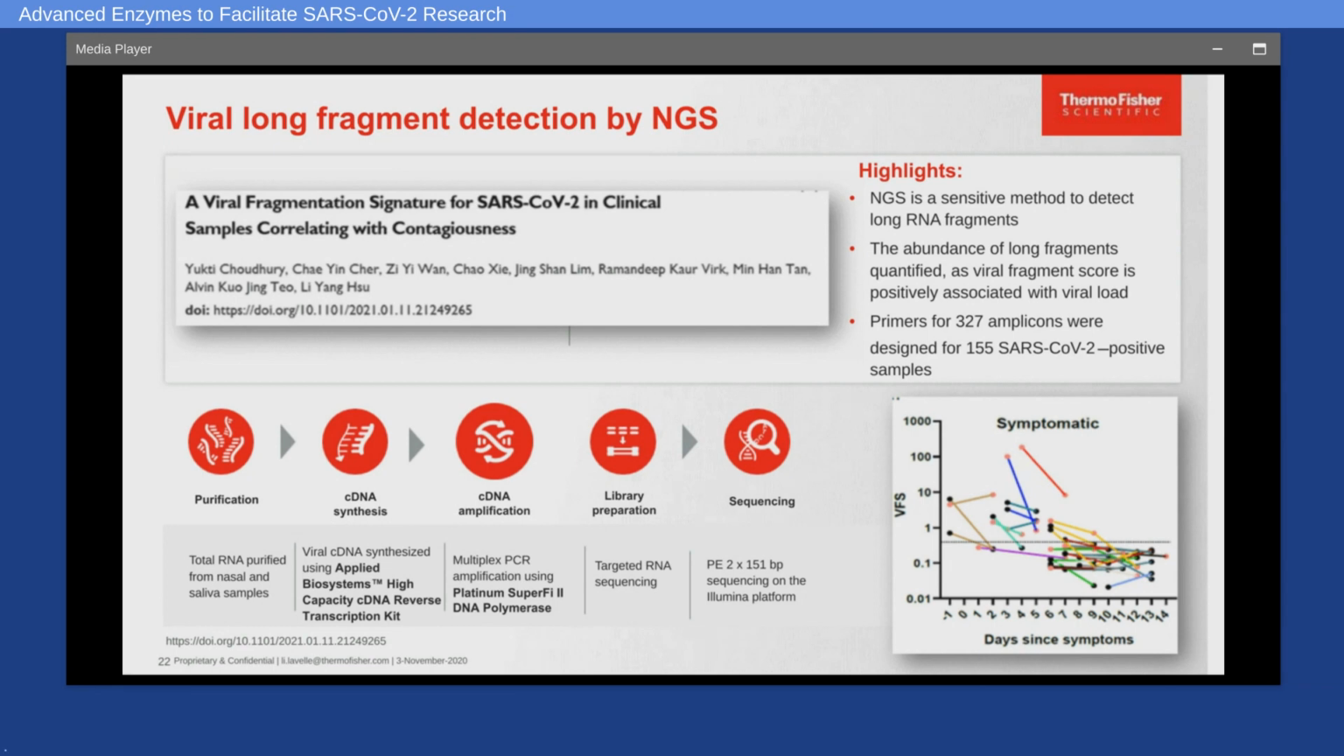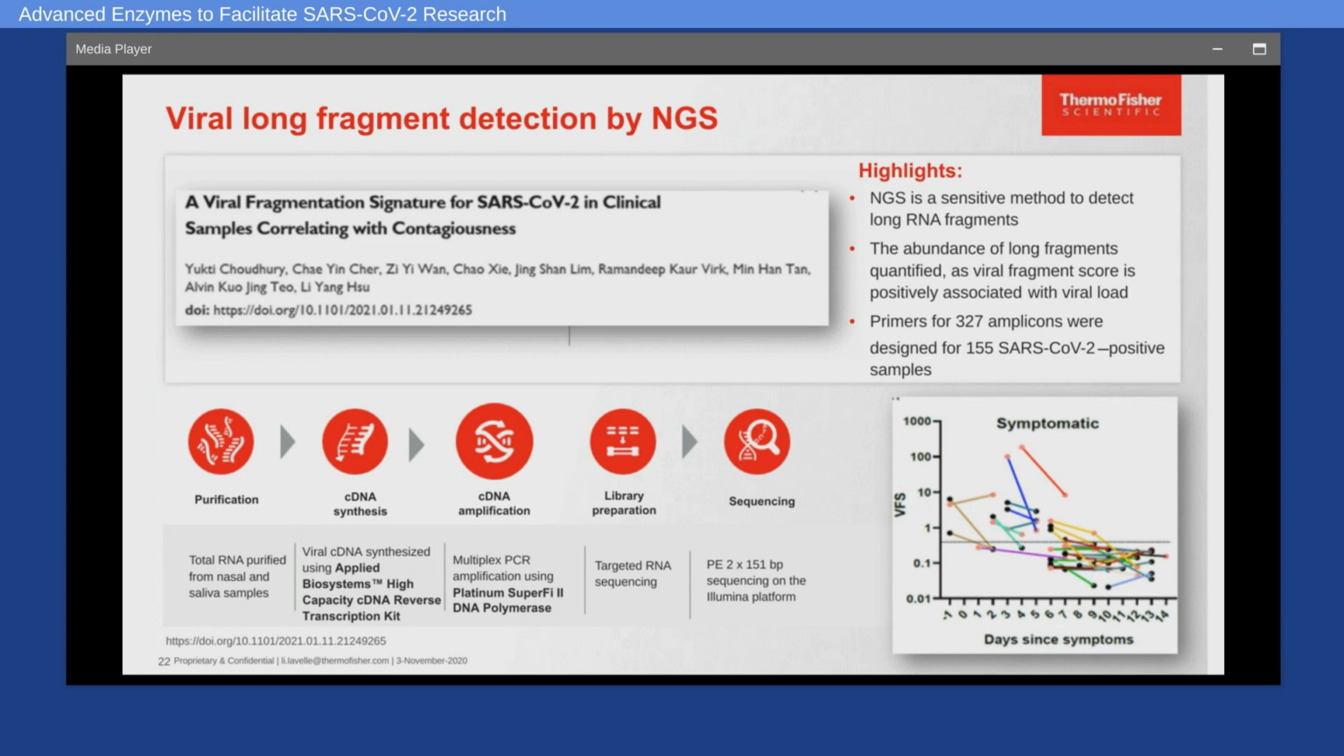So a group of researchers from the National University of Singapore determined to identify a better predictor of the viral load. They developed the viral long fragment score. This is based on the sequencing of the viral long fragment.